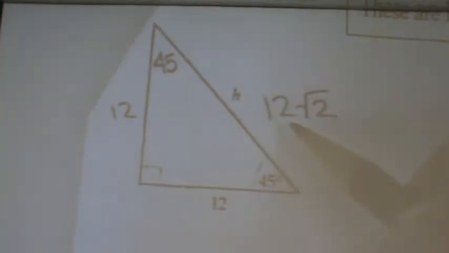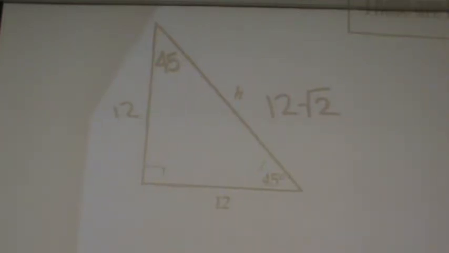Now, what if I had given you a 45, 45, 90 and I had given you the hypotenuse? How do you find the shorter leg? You divide. So to find the shorter leg, you divide by the square root of 2. To find the hypotenuse, you multiply by square root of 2. Got it? Okay, next one.